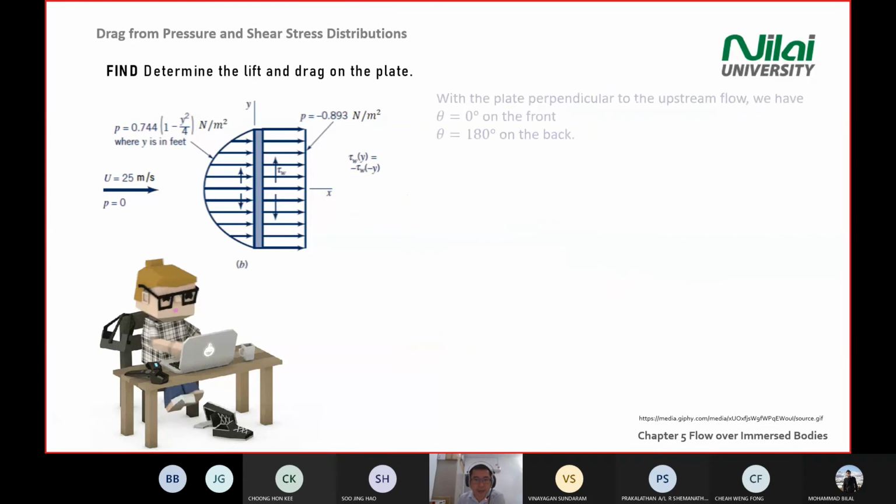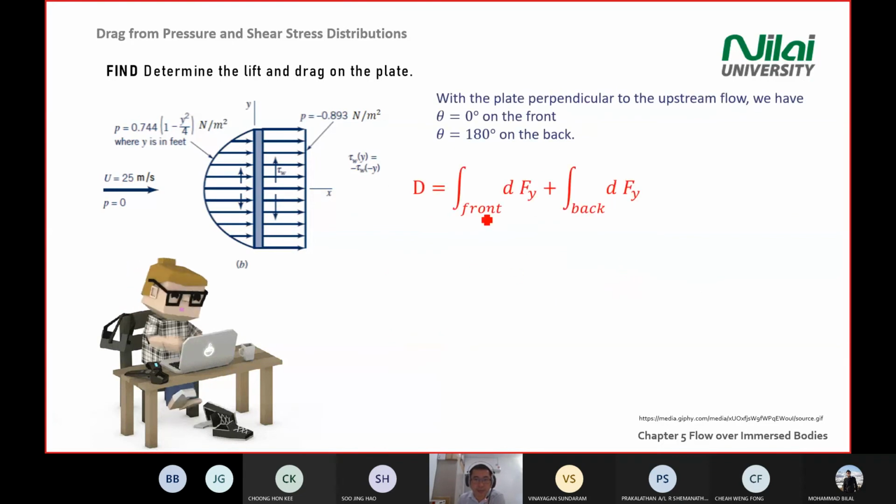Then you go for the drag also. Drag will be the integration of what happened in the front, dy, plus what happened to the back, dy. Okay. Again, your force, this is upstream. So what component parallel to the upstream will become drag? What component perpendicular to the upstream will become your lift? So we're now looking at drag, right?